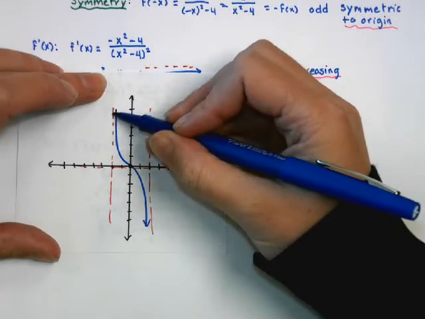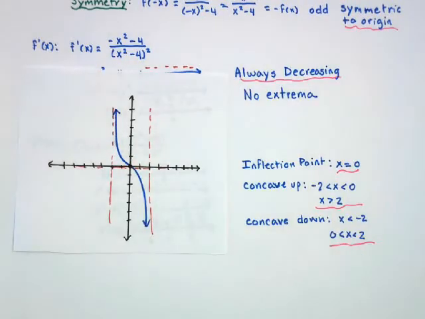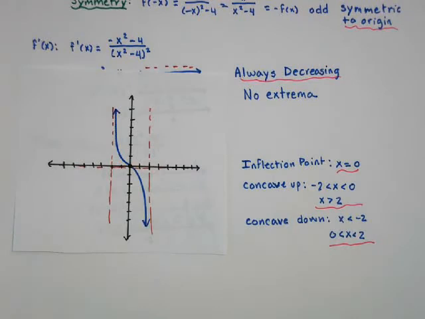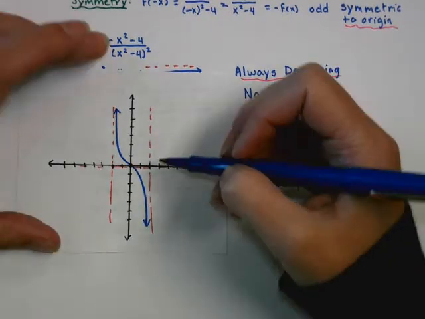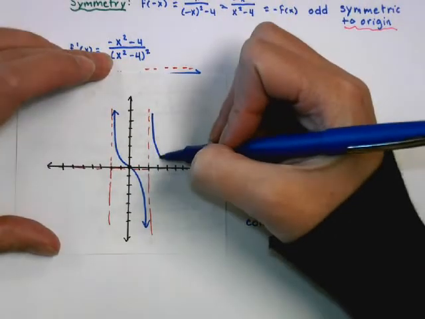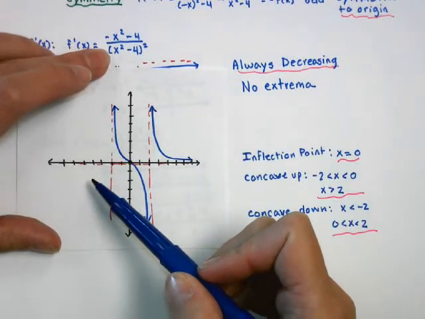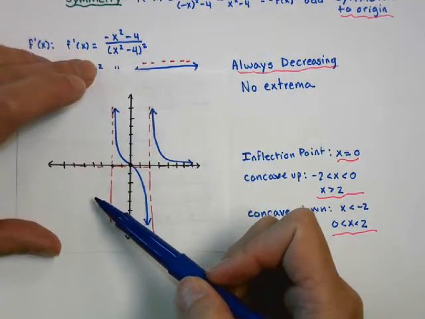Over here, it's going to be concave up and decreasing. So the only way we can make that happen and approach 0 is going to look like that. In this area, it's concave down and decreasing. So that's going to look like that.